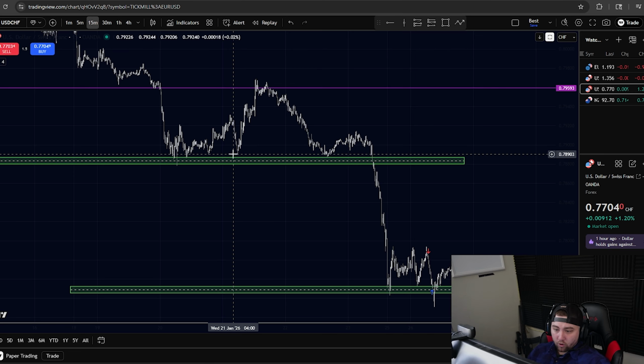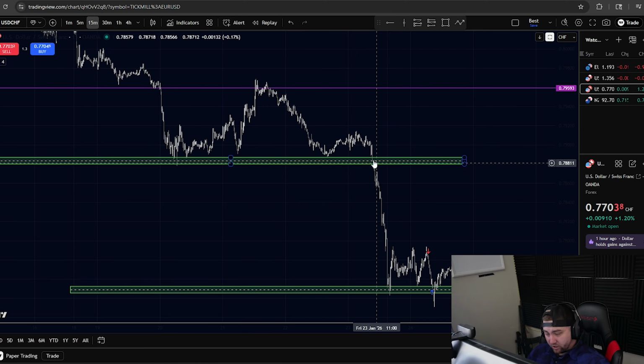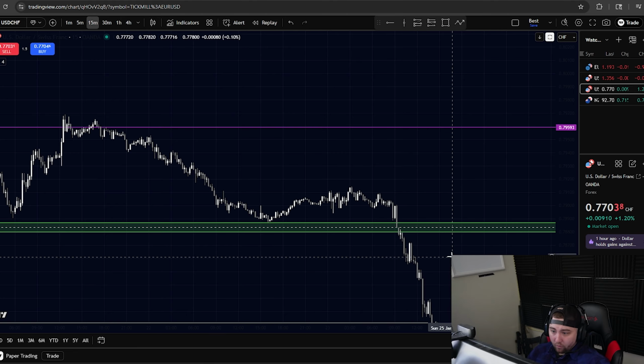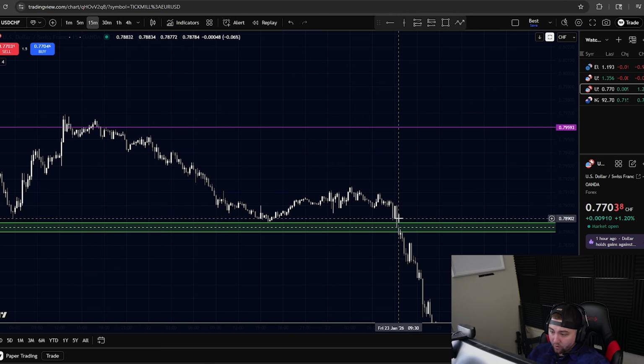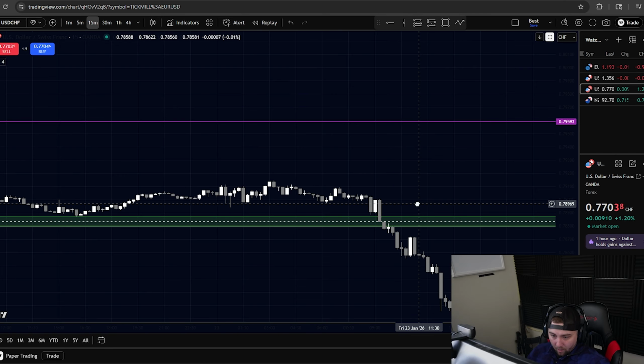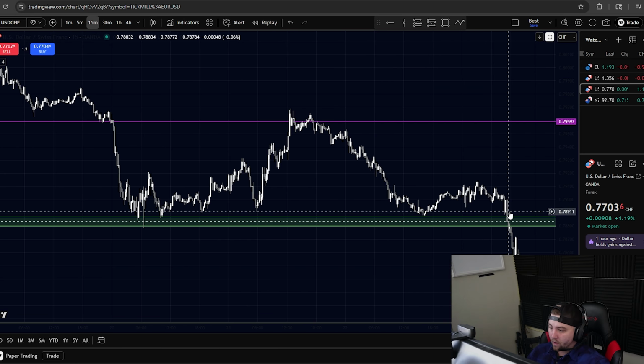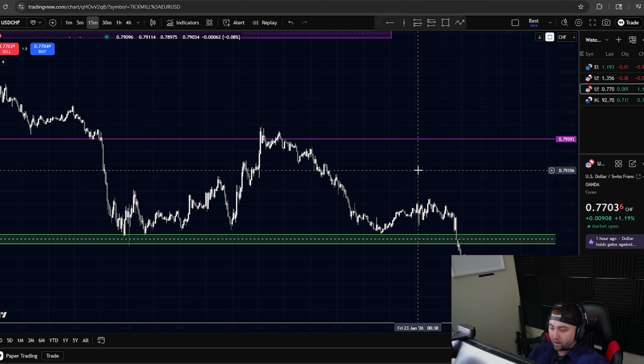Here we go. 1, 2, 3, 4 taps. We are bearish and we're at an area of interest and we have an engulfing bearish candle. An engulfing candle is just, I'm going to zoom way in. It's this candle right here. It swallows up the whole last candle in the opposite direction. That is an engulfing candle.